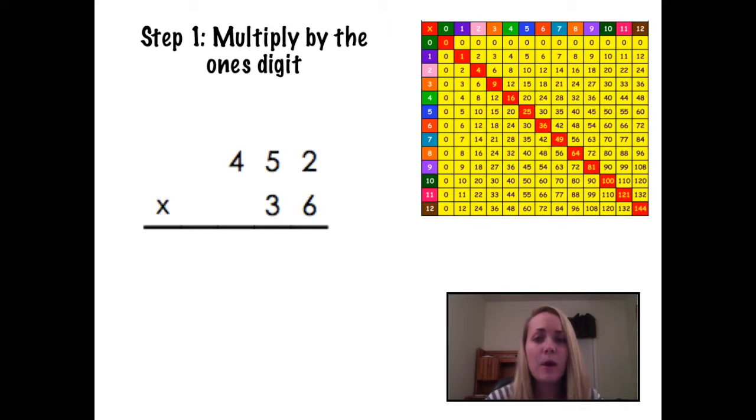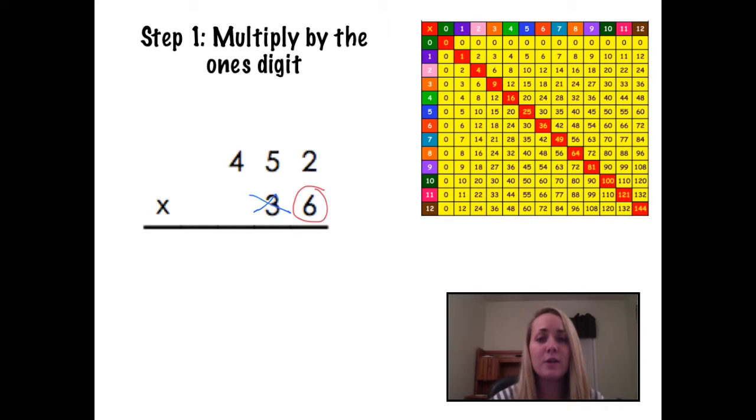So here's an example problem for us, which is 452 times 36. And here we have the first step, which is we're going to multiply by the ones digit. What I want you to first do is just not even think about that 3 that we have in the tens digit on the bottom there. We're just going to focus on the 6. And we're going to go through the problem just like we've gone through all of our other problems.